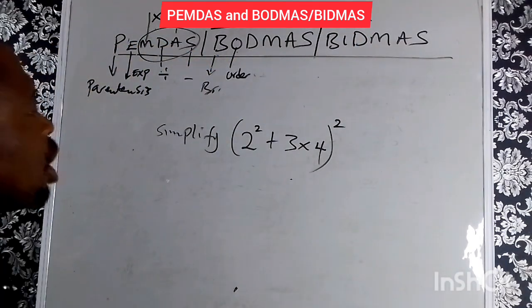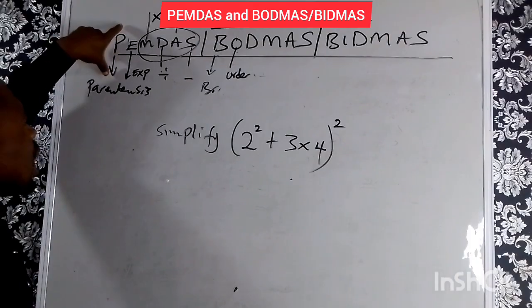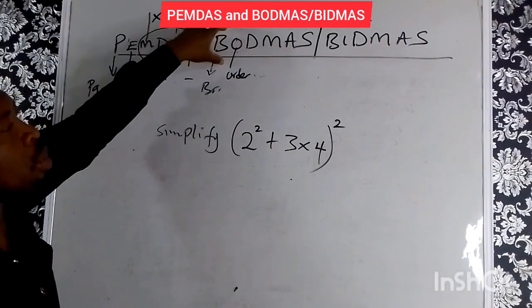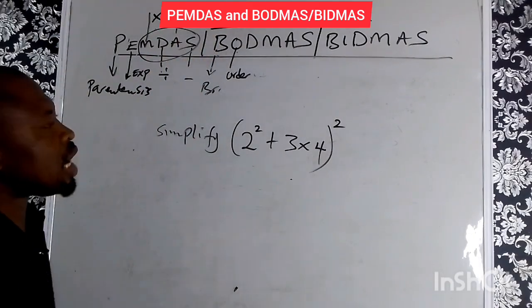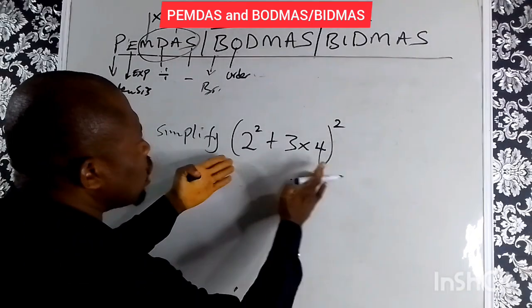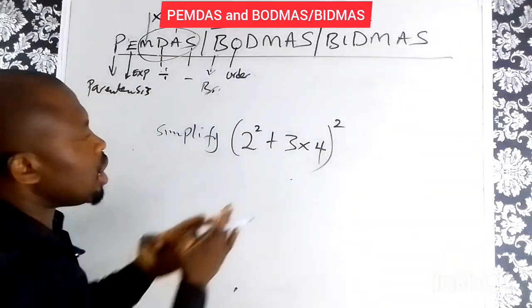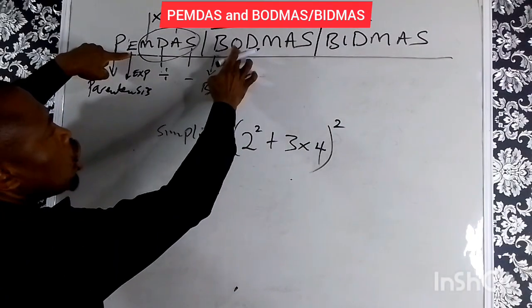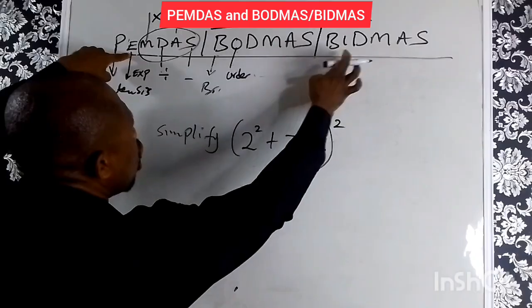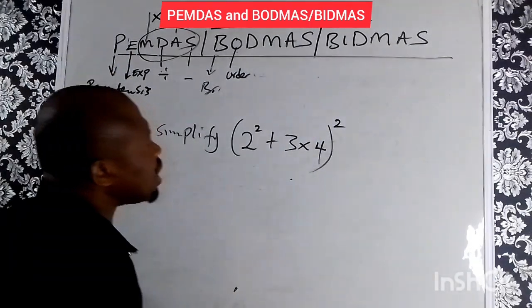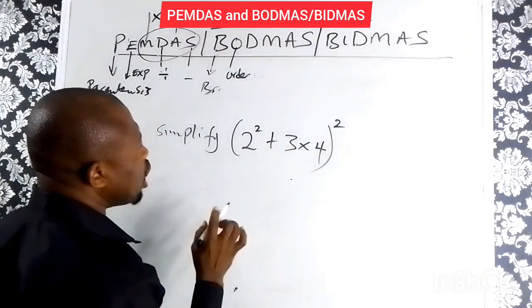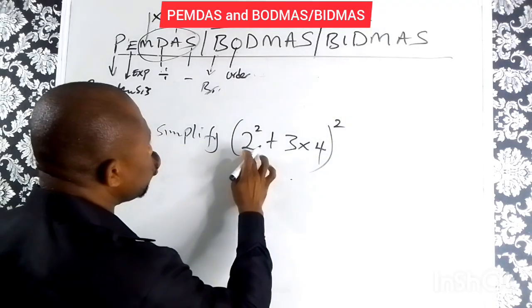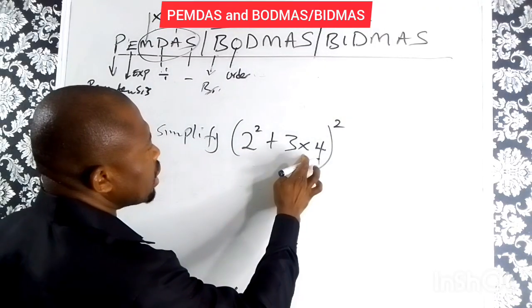Now, remember, either the PEMDAS, which is the parenthesis, or we're using BODMAS, which is bracket. They said treat the values in bracket first before you look at the exponent or the order or the index. So treating the value inside the bracket, we now have 2 squared plus 3 times 4.